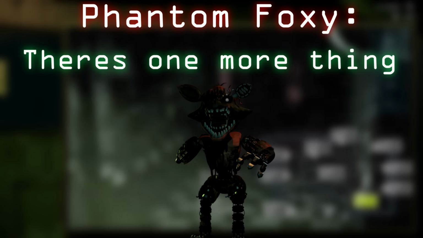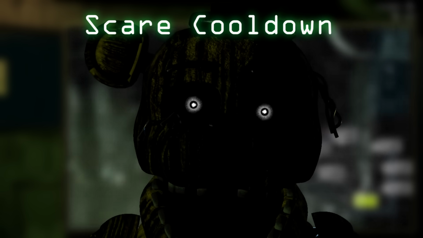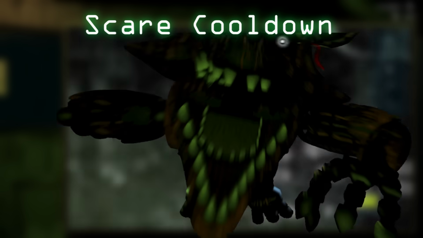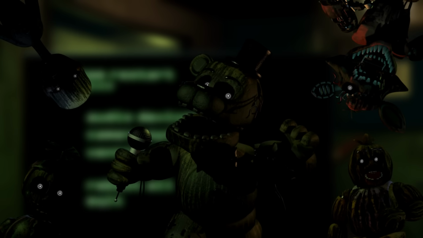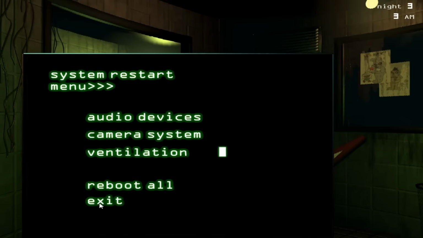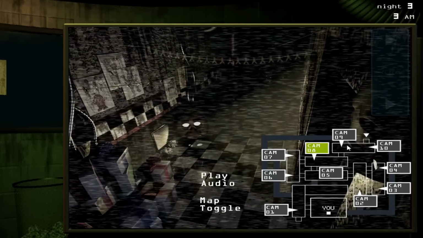But there is one more thing we haven't talked about yet, which is the scare cooldown. Every time you get jump scared by a phantom, there is a 10-second cooldown before another phantom can scare you. While this does not prevent other phantoms from spawning, it will prevent them from executing an attack. That's pretty much it for phantoms. Their mechanics are probably more complex than Springtrap's. Anyway, I'll let our new guest explain Springtrap's AI next.